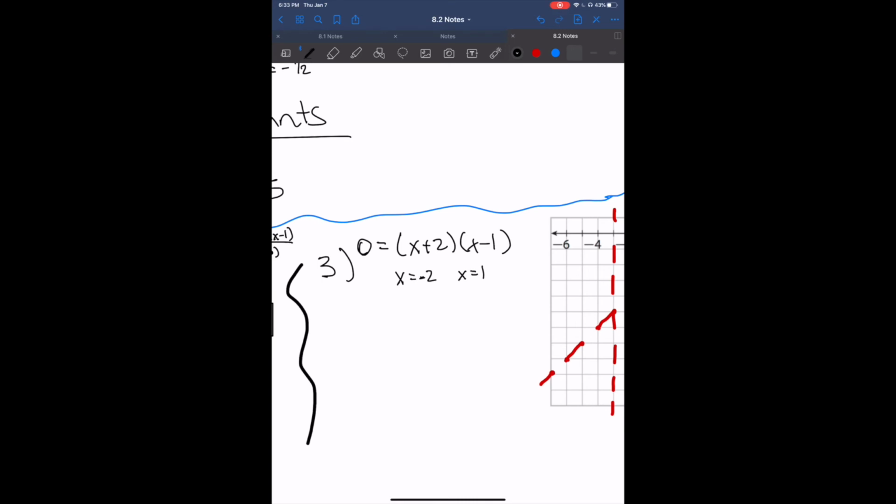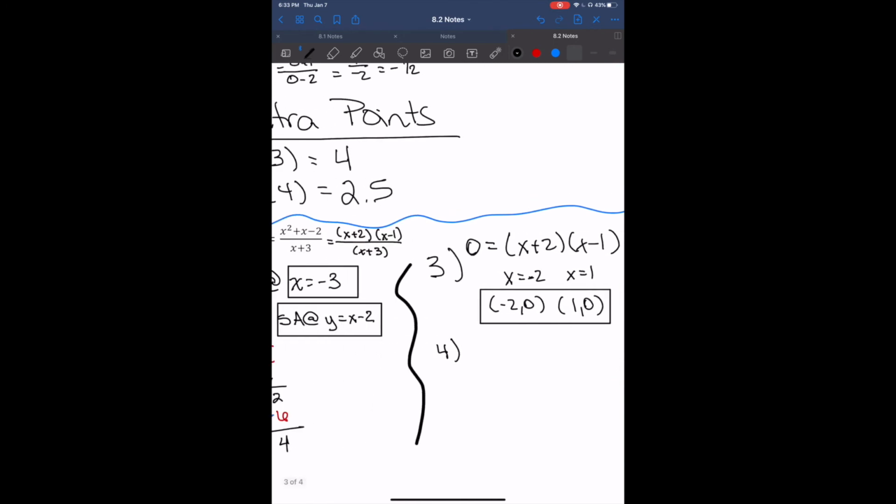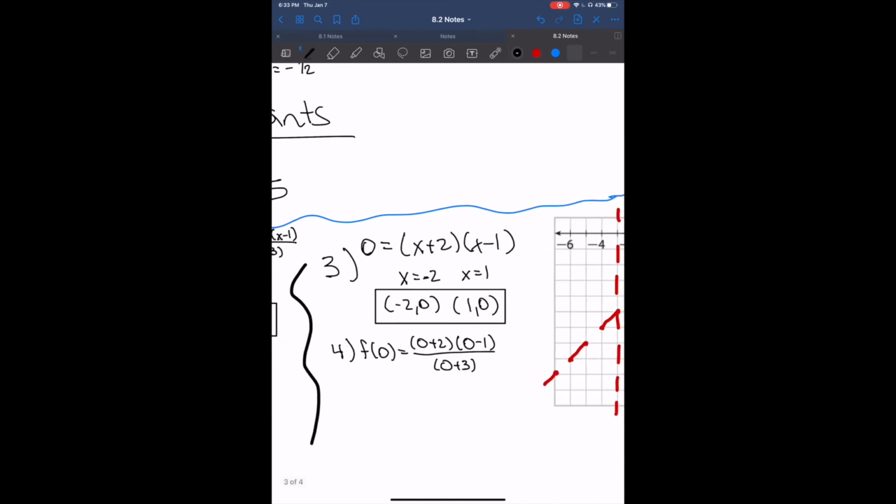This means we have 2 x-intercepts for this function. We're going to have a point at negative 2, 0 and 1, 0. Y-intercept, we're going to substitute 0 for all the x's. So if I do 0 plus 2 times 0 minus 1 divided by 0 plus 3 and simplify, I get 2 times negative 1 over 3, which is negative 2/3. So we have a y-intercept at 0, negative 2/3.